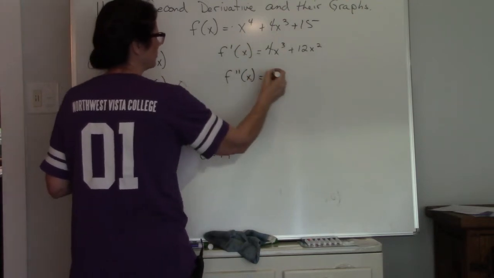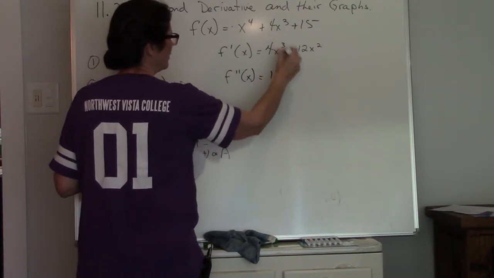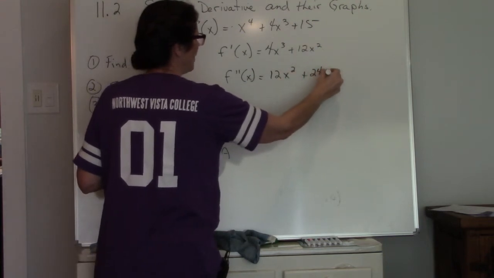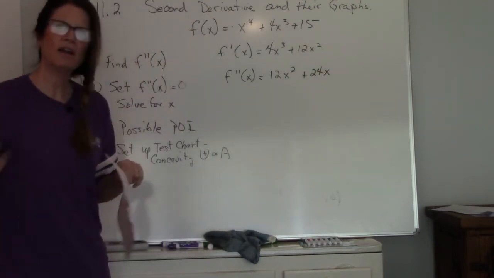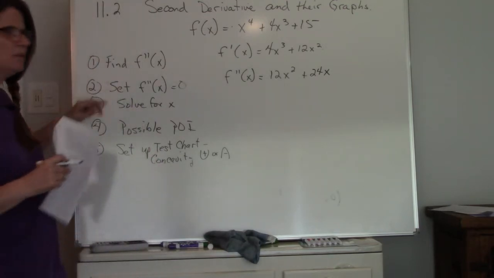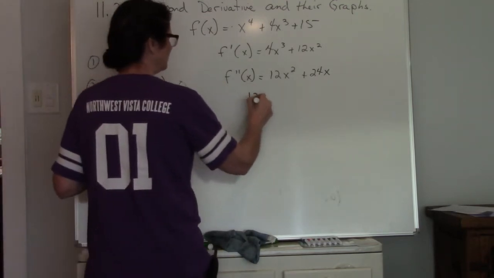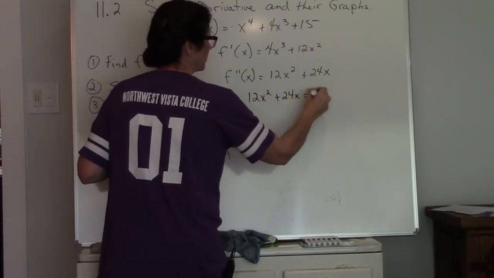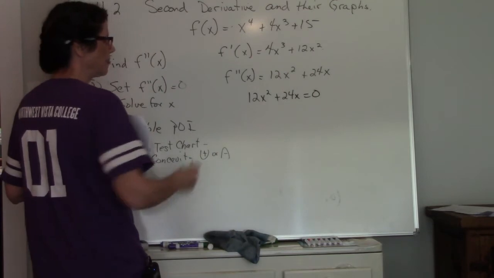Drop this 3 to the front and multiply, and then subtract 1. Drop the 2 to the front and multiply, and subtract 1. Now I found my second derivative. Now I'm going to set my second derivative to 0 and then solve. So I'm setting it to 0.